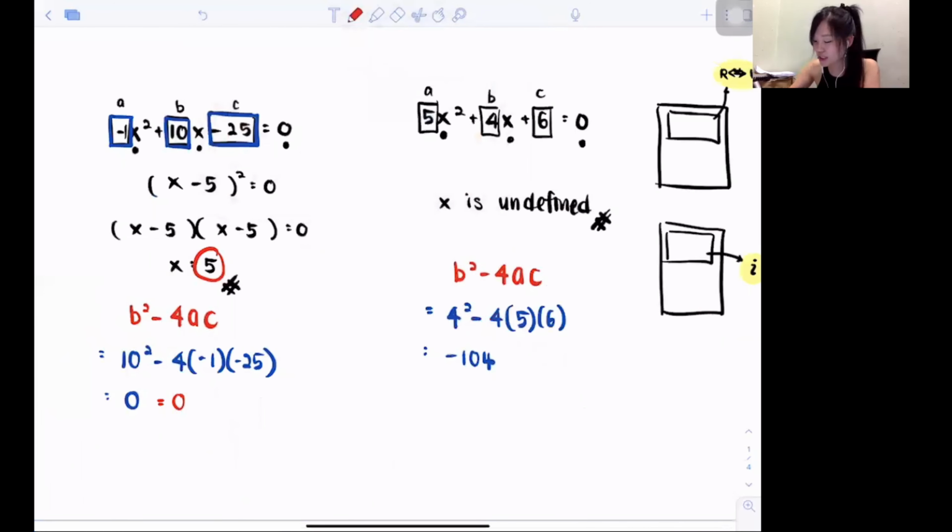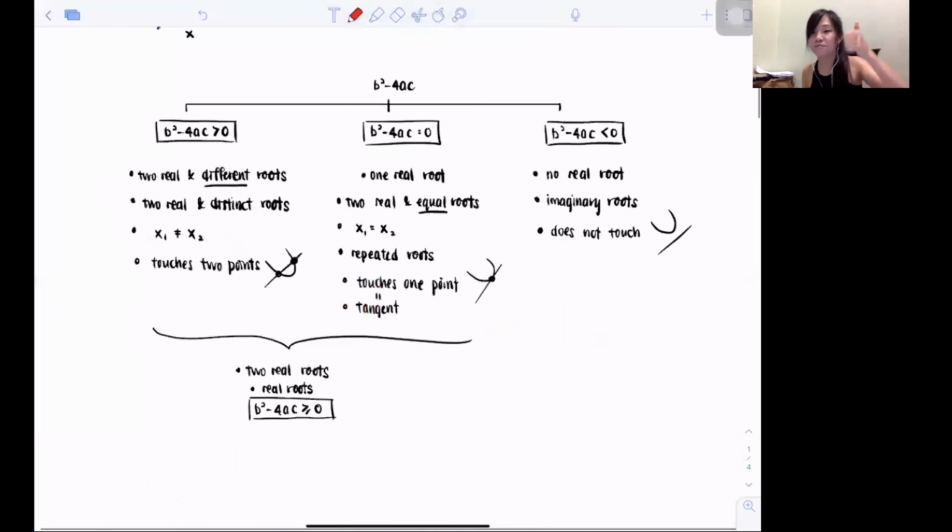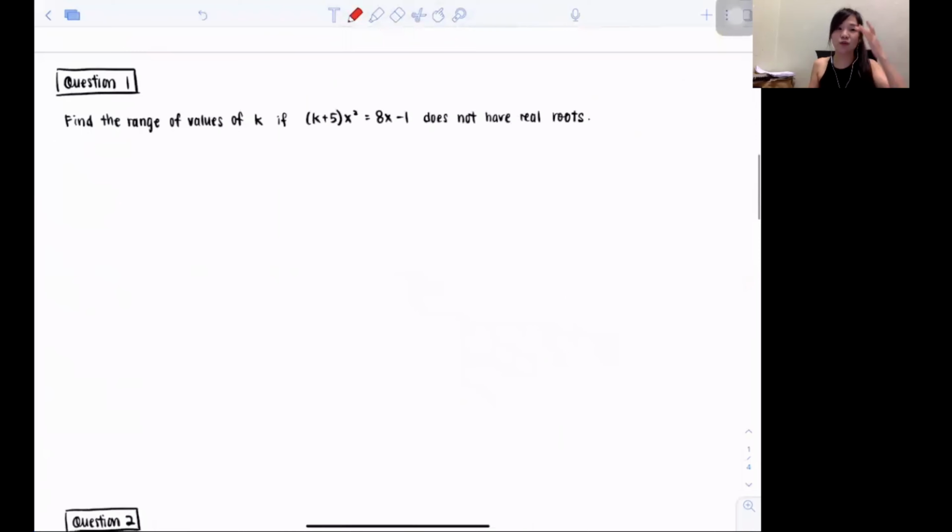Negative 104, isn't it lesser than 0? So lesser than 0, that means what? No answer. So do I really get no answer for this one? Yes. Done, isn't it? That means everything I said makes sense so far. I expect everyone understands? Let's start with question 1.